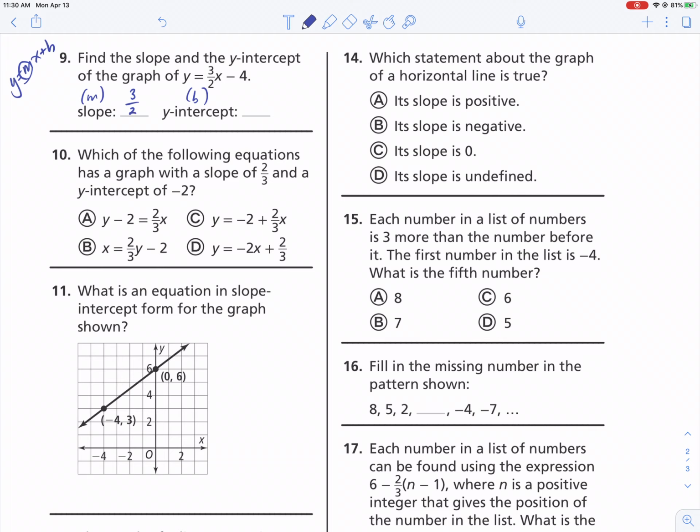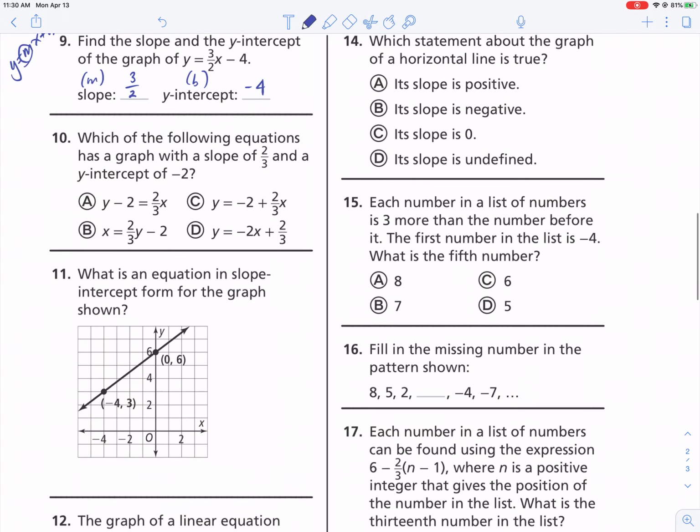So our slope in this case is 3/2, and our y-intercept, okay, a lot of times people will say 4, but don't forget the negative is going to be a -4. And that's all we have to do for number 9 in that case.